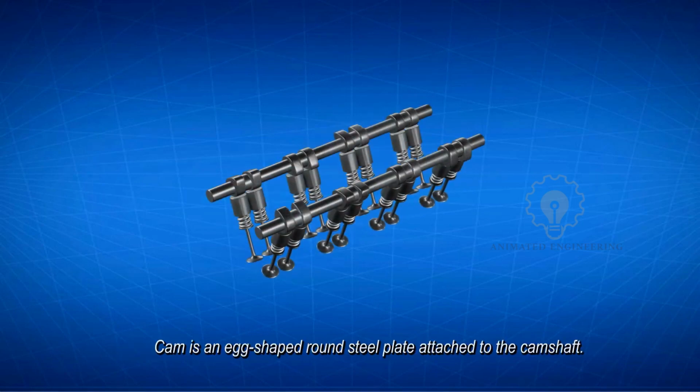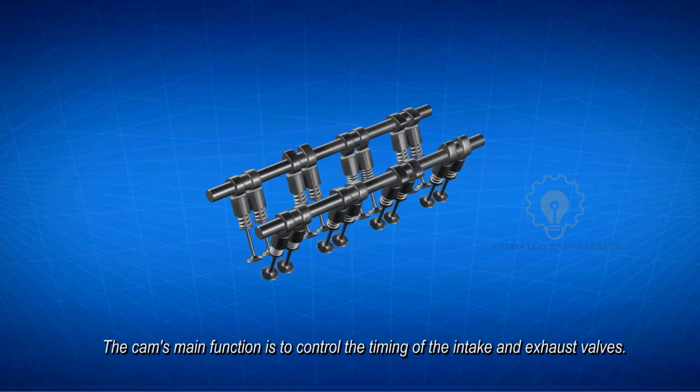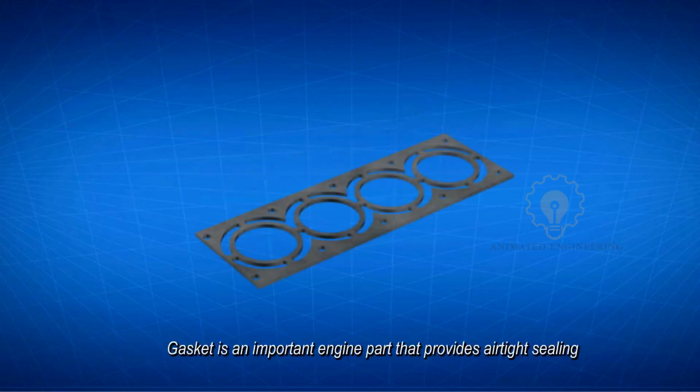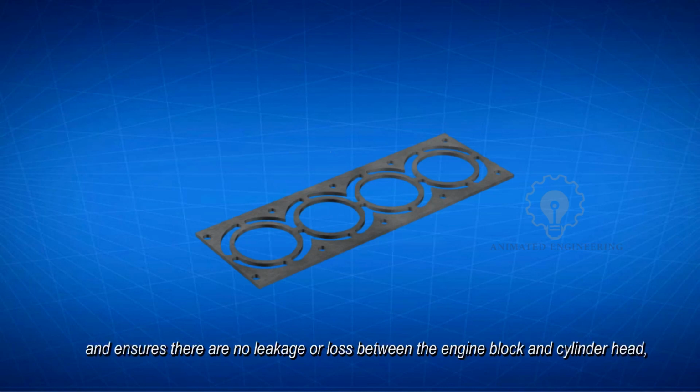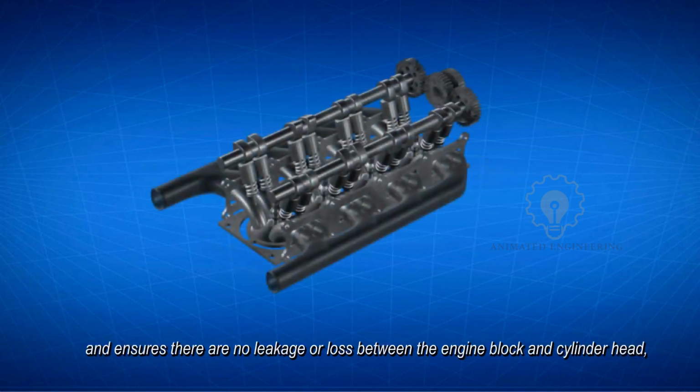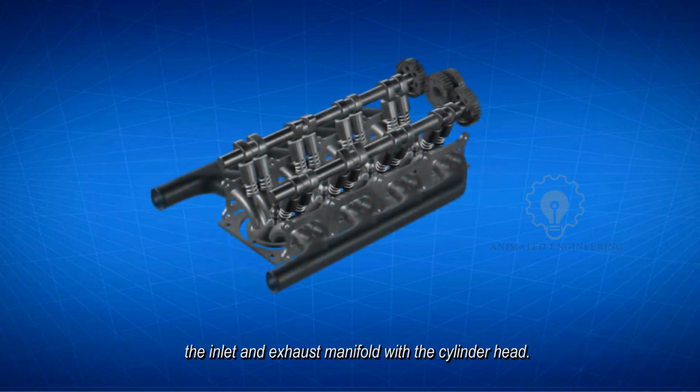Cam and camshaft. Cam is an egg-shaped round steel plate, attached to the camshaft. The cam's main function is to control the timing of the intake and exhaust valves. Gasket. Gasket is an important engine part that provides airtight sealing, and ensures there is no leakage or loss between the engine block and cylinder head, the inlet manifold, and the exhaust manifold with the cylinder head.